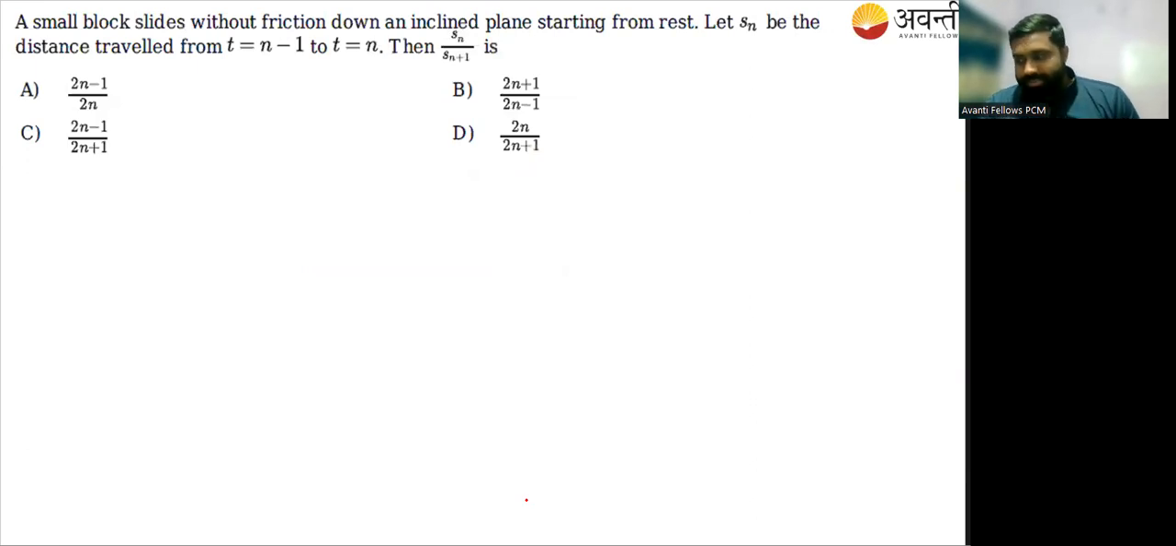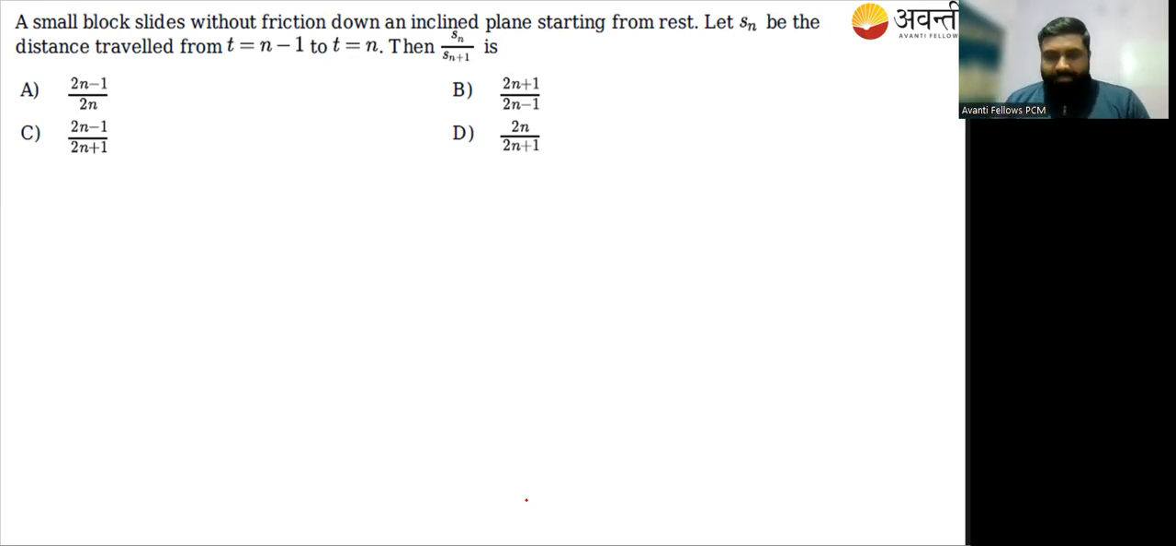Now, the very first question on your screen is: let a small block slide without friction down an inclined plane starting from rest, and let Sn be the distance traveled from t is equal to n minus 1 to t is equal to n. Now, in this question, the time limit is given to you as t is equal to n minus 1 to t is equal to n. Then the ratio of the distance traveled has been asked, that is Sn over Sn minus 1.